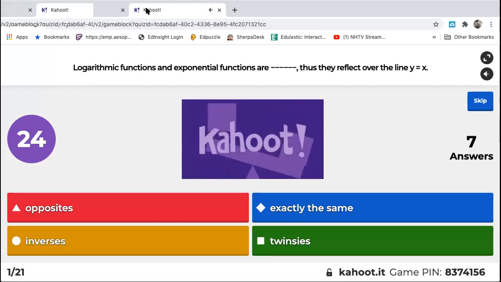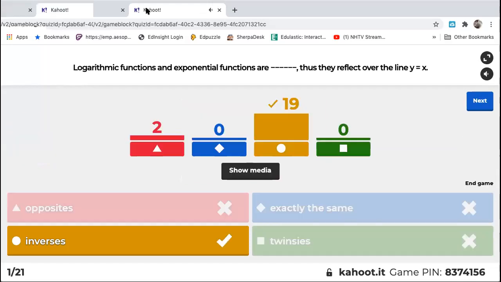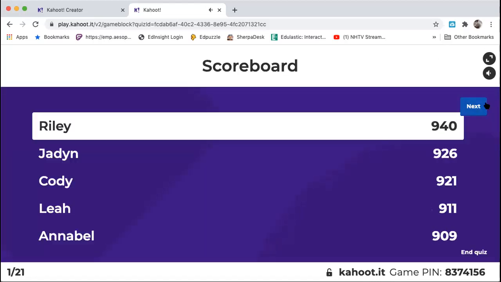So logs and exponents, what type of functions are they? Therefore, they reflect over the line y equals x. I like the last one. They could be twinsies. So inverse functions. Logs and exponents are inverses. When you write one to the other, you're writing it in the inverse form. I'm glad nobody picked twinsies. That's good.